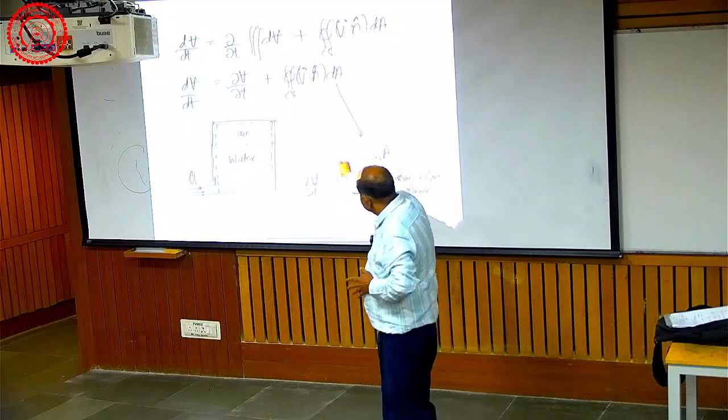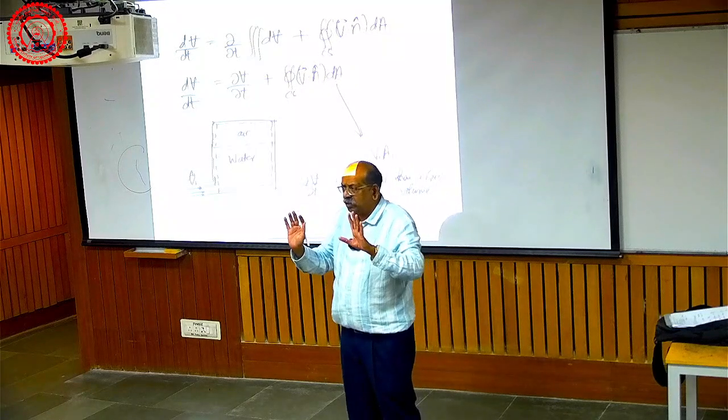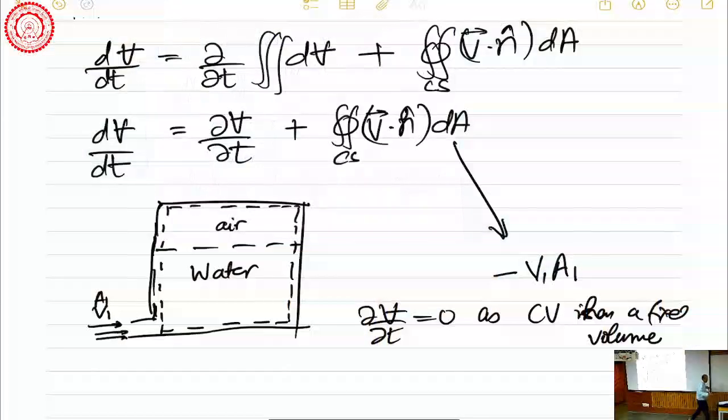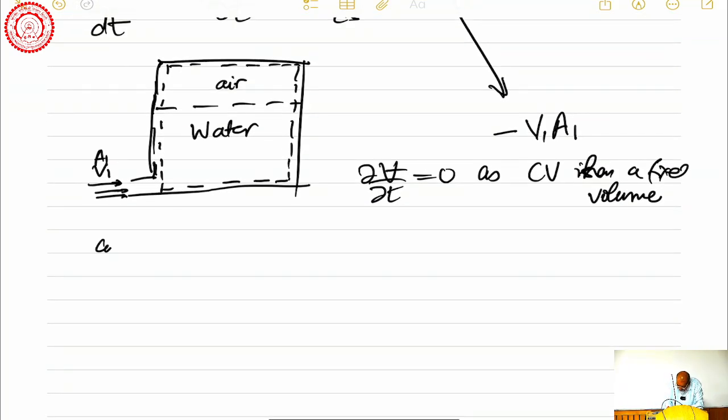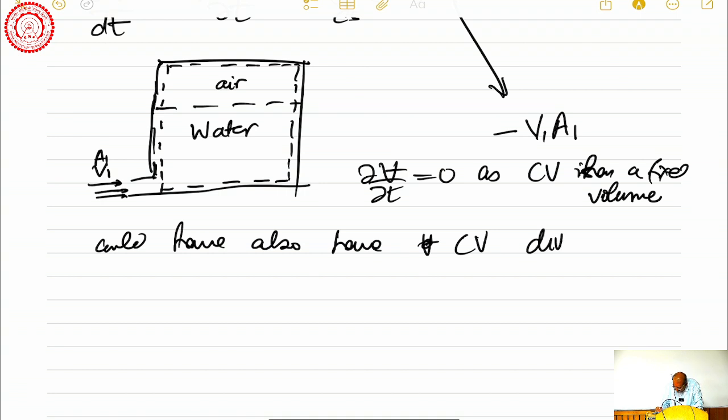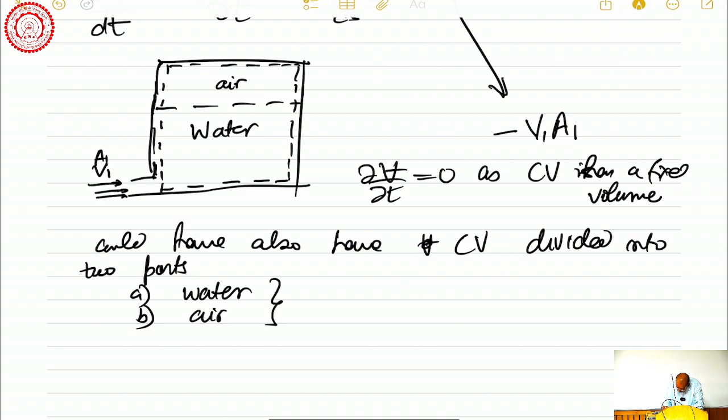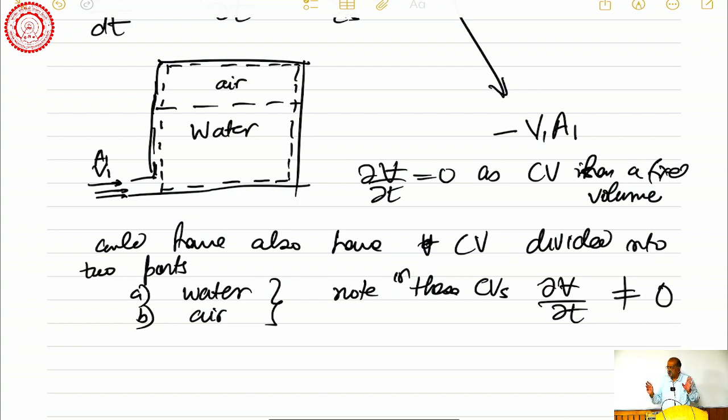Now, in this case, the one which I have shown consists of both air and water. So now, okay, let me write this. So we could also have this control volume divided into two parts. Let me complete this. A of water, B of air. Note in these CVs, partial V by partial T is not equal to 0.